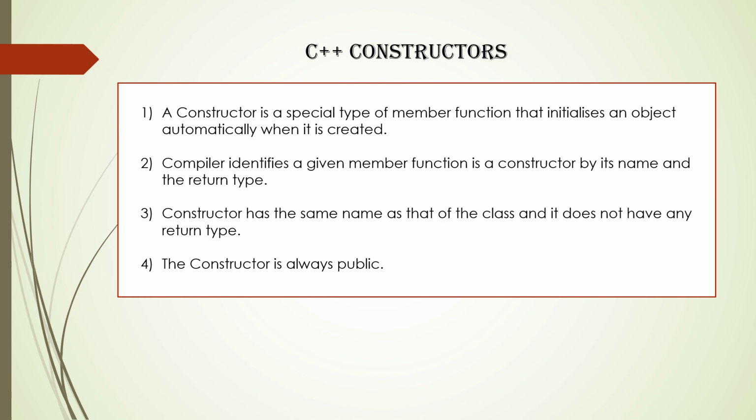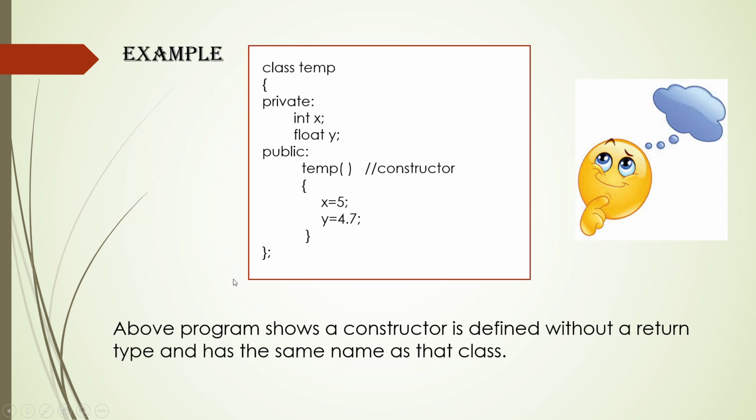Let's see one example of how to declare a constructor in a class. In this example, class temp is defined and x and y are the data members. And see here, the constructor is being defined under the public access specifier. It has the same name as that of the class, that is temp, then parentheses, and has initialized both the data members in the constructor.